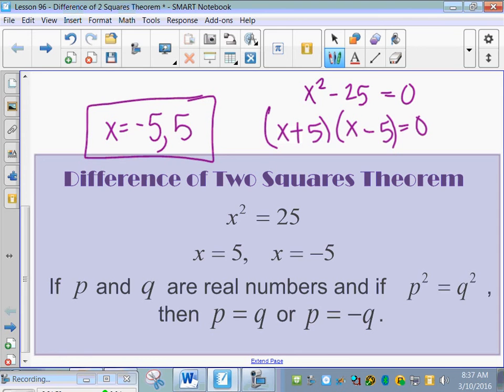Okay, so there's your theorem, which it talks about right there. If P and Q are real numbers, and if P squared equals Q squared, then P equals Q or P equals negative Q. All right, so that's what we just did.